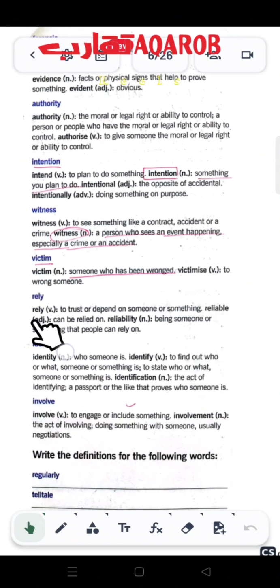Rely, what's the meaning of rely? Rely is a verb and it means to trust or depend on someone or something. Reliable is the adjective and it means can be relied on. Reliability means being someone or something that people can rely on. So we have rely, reliability, and reliable.